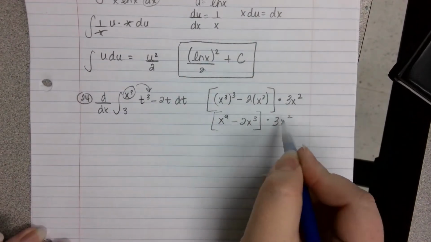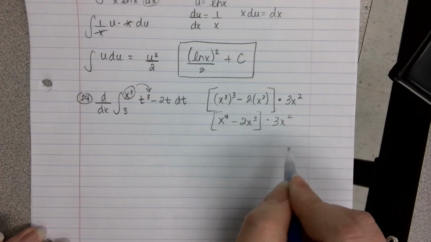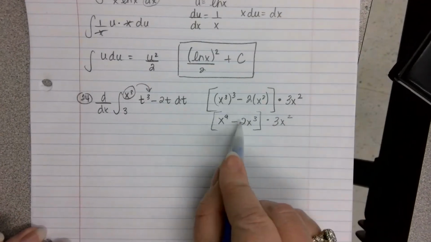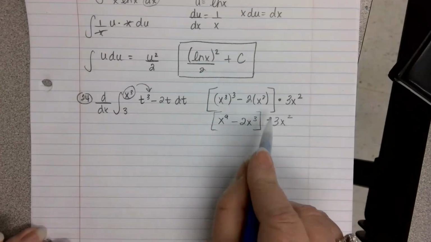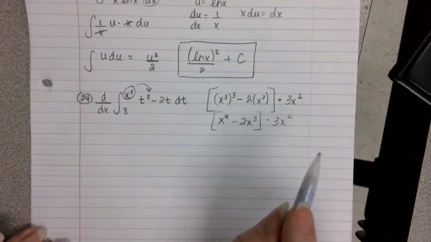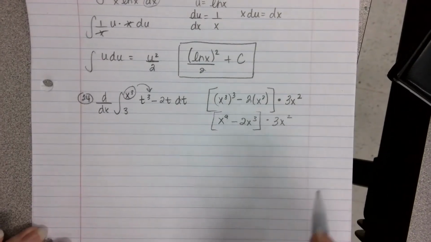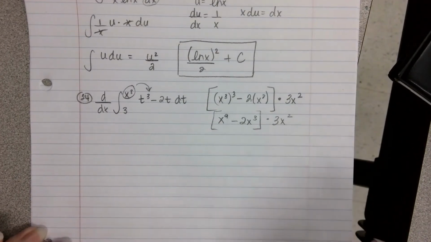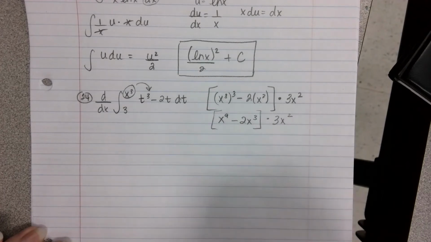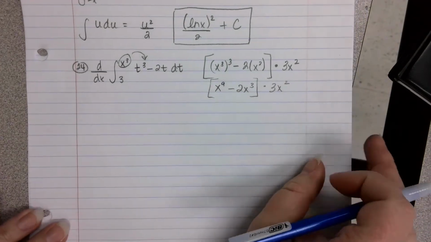You could distribute that, but please know that you would have to distribute it. It's not just x to the 9th minus 2x cubed times 3x squared. This would need to be distributed. So you'd either need parentheses or brackets of some sort. On my answer key, I did parentheses. On this one, I did brackets. Both of them distinguish the whole distribution thing, so it's okay.